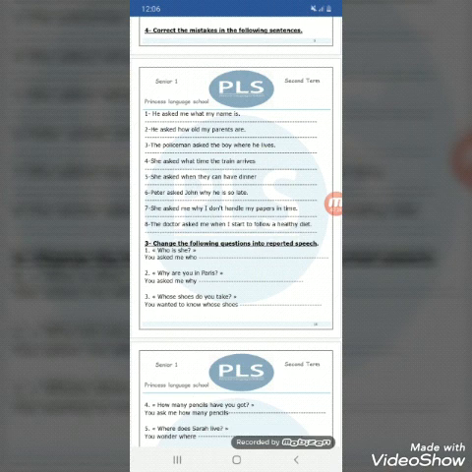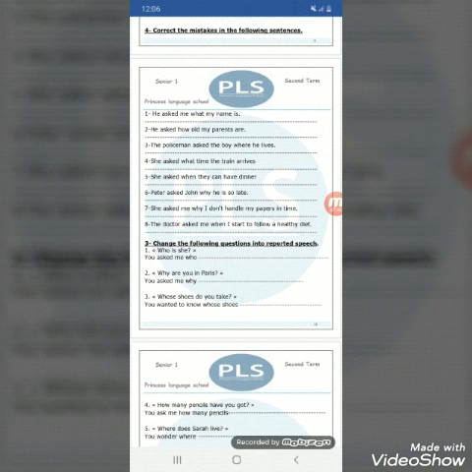And as I told you, the verb will be after the subject. So it's not what was my name, but what my name was. Not how old were my parents, no, it will be how old my parents were. Number 3. The policeman asked the boy where he lives. It will be the policeman asked the boy where he lived.